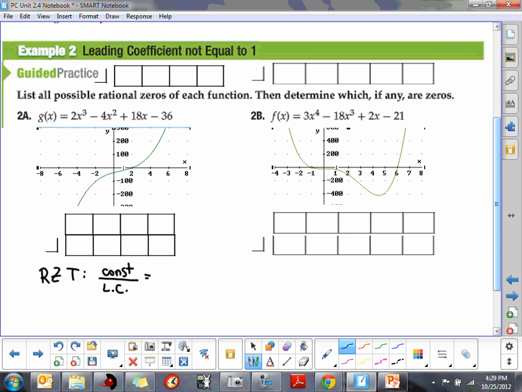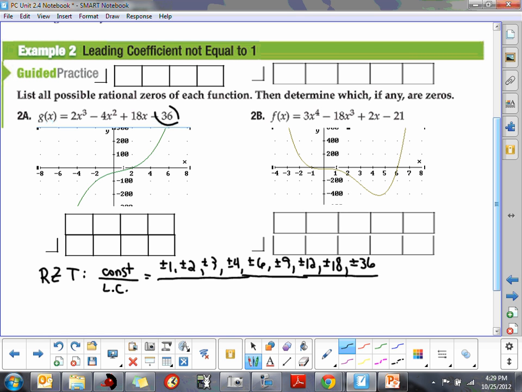we write the ratio. So on the top, 36 has several factors, so we're looking at plus or minus 1, plus or minus 2, plus or minus 3, plus or minus 4, plus or minus 6, and now we're working back from 4 times 9, so plus or minus 9, and then 3 is plus or minus 12, then times 2 has to be plus or minus 18, and then finally plus or minus 36. Okay, pretty good list. Then on the bottom, we need the factors of 2. So plus or minus 1, plus or minus 2.